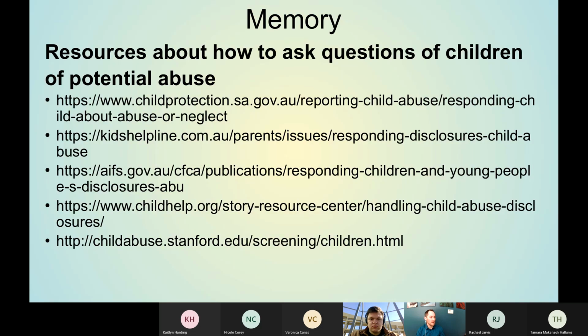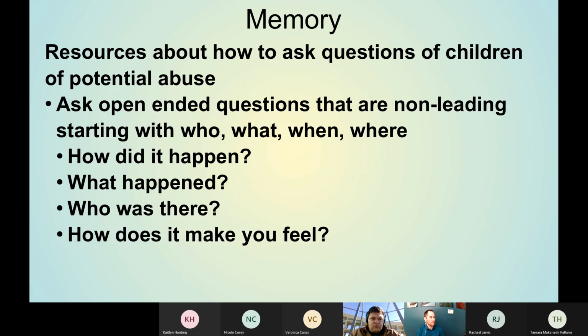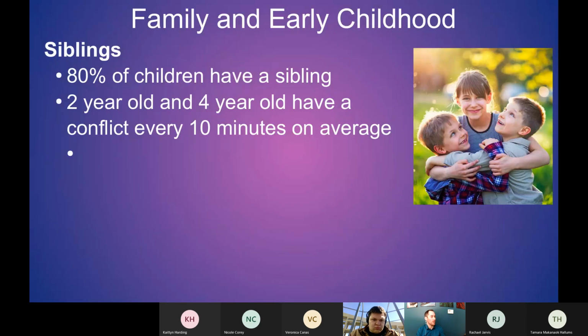All right, so with that, this is also related to when we talked about memory, about how to ask questions of children who you think might be being abused. So here are those resources again. If you haven't bookmarked them or saved them somewhere, probably a good thing to do. In the case that you ever need to ask a child and you're worried that they might have been abused, having these resources to come back to could be helpful for you. But the big thing is asking open-ended questions rather than closed-ended questions. We talked about this in more detail when we were talking about memory.